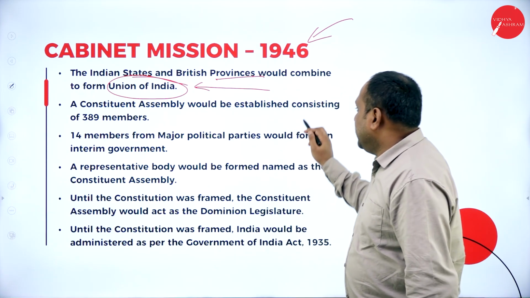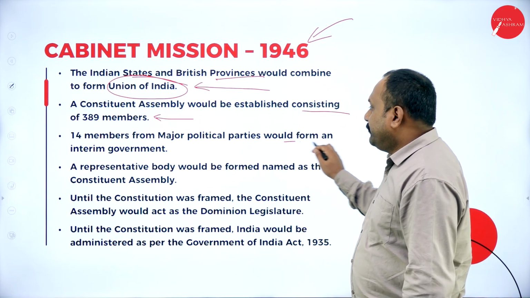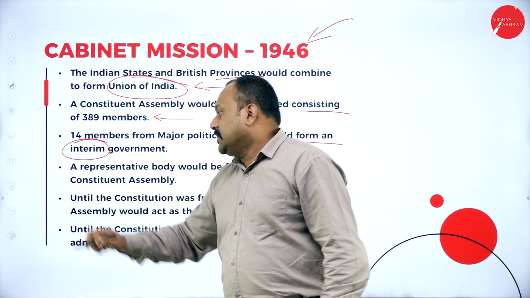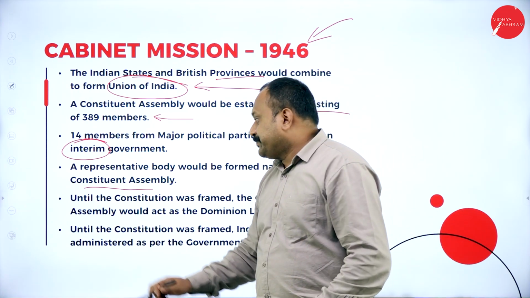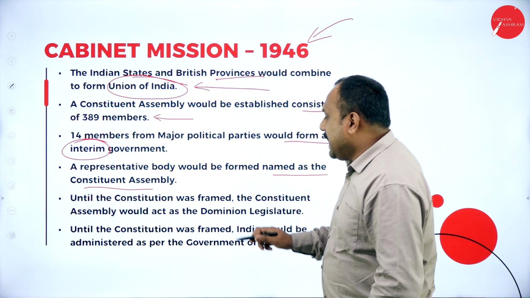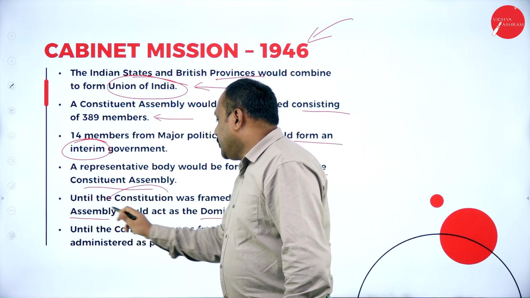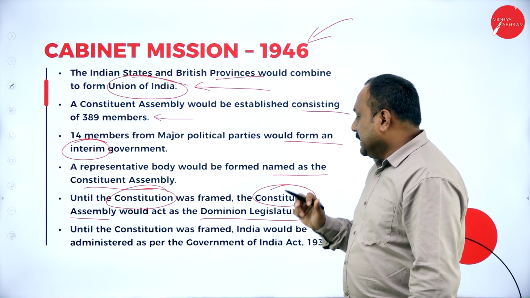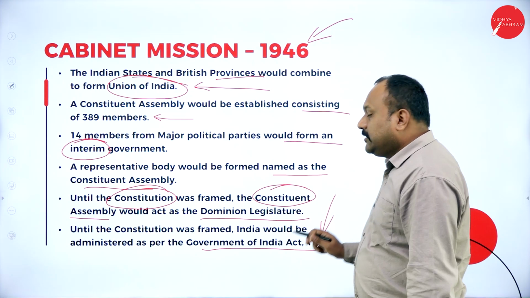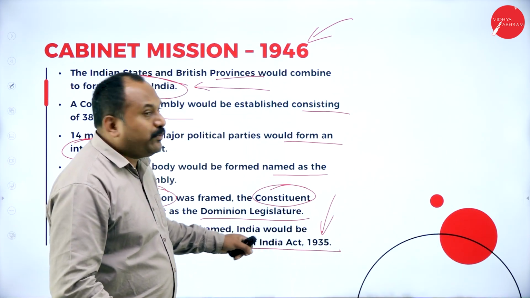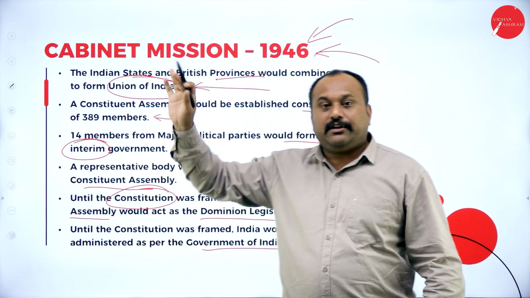The Constituent Assembly would be established consisting of 389 members. 14 members from major political parties would form an interim government. Interim, within them they are supposed to make a government. A representative body would be formed named the Constituent Assembly. Until the constitution was framed, the Constituent Assembly would act as the dominion legislature. Until the constitution was framed, India would be administered as per the Government of India Act 1935. Whatever the 1935 Act was, we are going to abide by it till we have our own constitution, that is 1946. They'll abide by the 1935 Act.